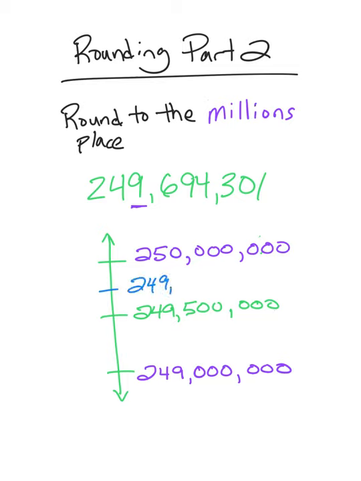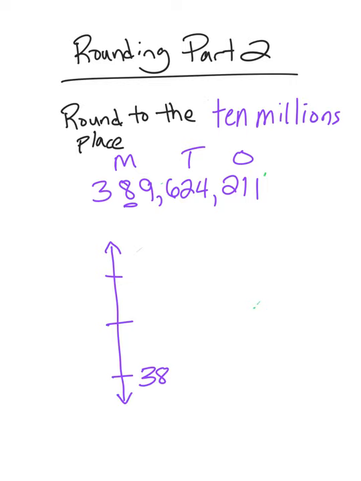Okay. For the last one I'm going to show you, it says round to the 10 millions place. Well, of course, this would be the ones period, the thousands period, and the millions period. That means that the 8 is in the 10 millions place. So what I'm going to write down below is the 3 and the 8 to start out. Okay, that would be 3, 8, and then all the rest of them would become zeros. So when we look at what that says, it says 380 million.